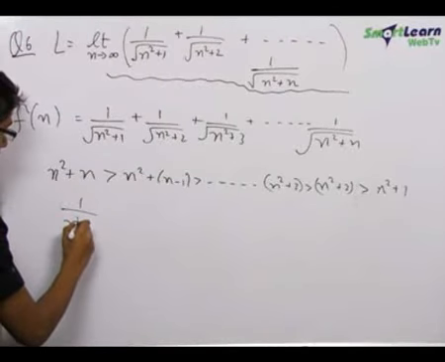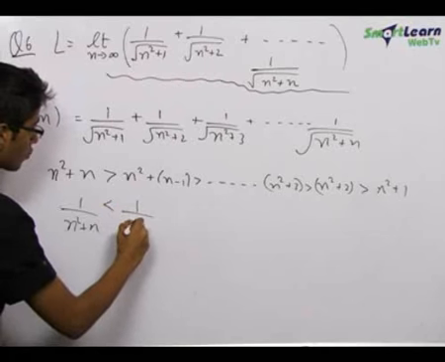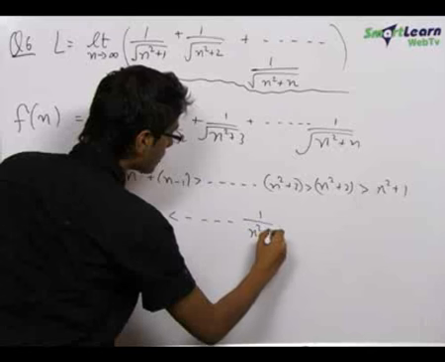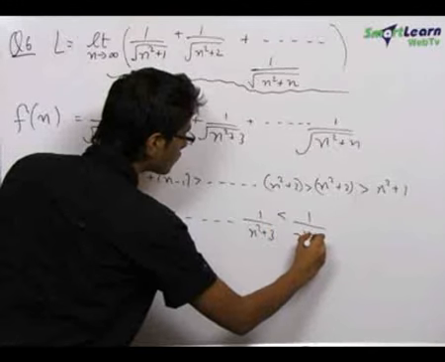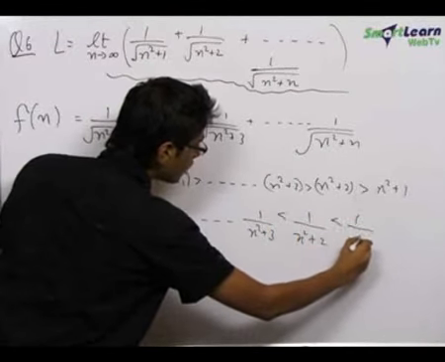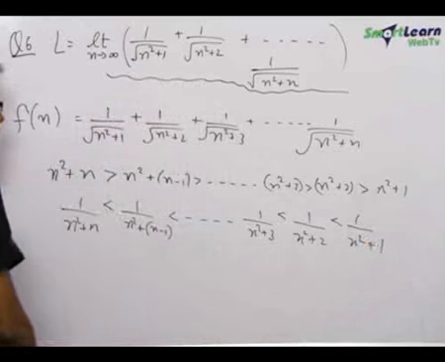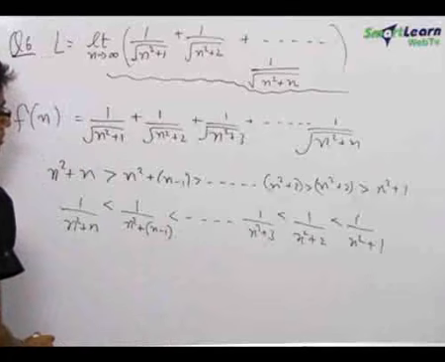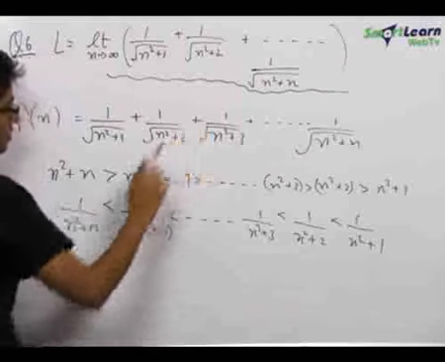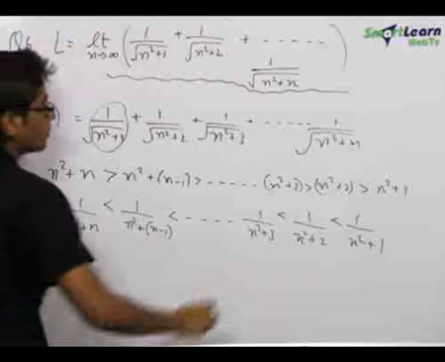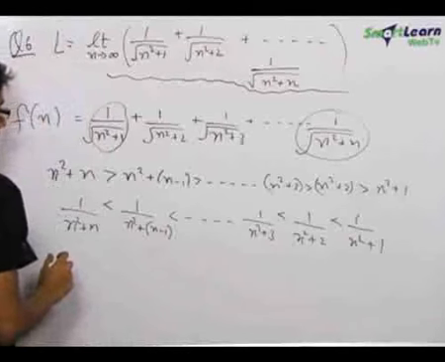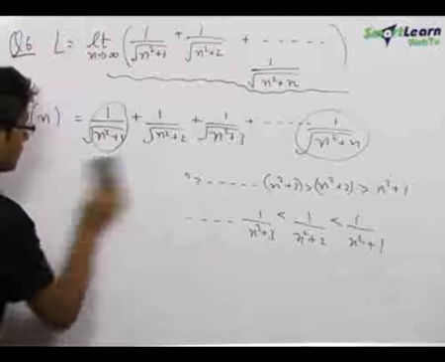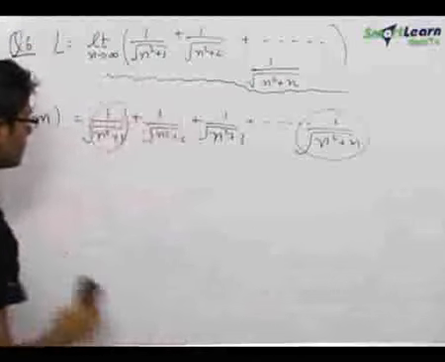Hence 1 upon n square plus n would be less than 1 upon n square plus n minus 1, less than 1 upon n square plus 3, less than 1 upon n square plus 2, less than 1 upon n square plus 1. Now what we see is, if we put under roots in all the denominators, we get the terms of this series. Since this is the greatest term and this is the least term, we see that the terms are decreasing. There are n terms of this series.